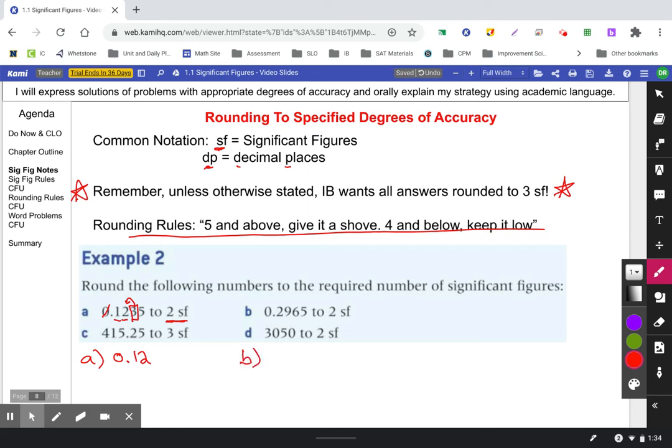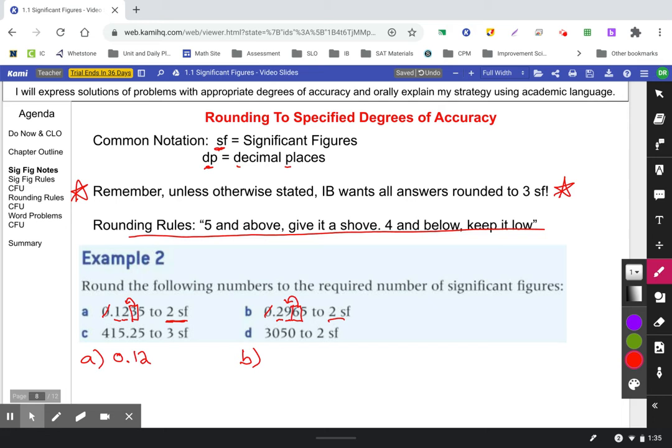0.2965, we're going to 2 sig figs. Same practice again. We're going to count out our first 2 sig figs. So that's not significant, significant, significant. Now our third number is this 6. So we're going to use that to round our 9. And 6, right, that's above 5 for our rounding rules. So we're going to give that 9 a shove up to the next value. So that 9 rounds up to a 10.